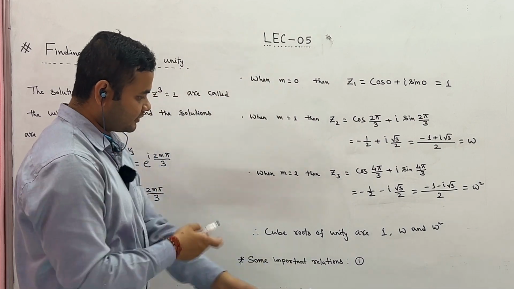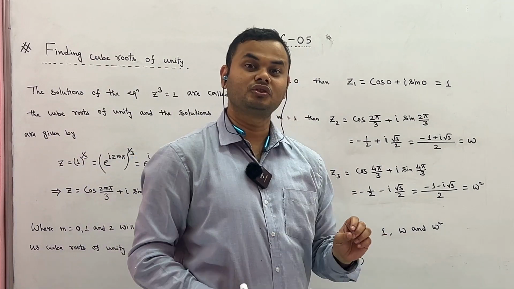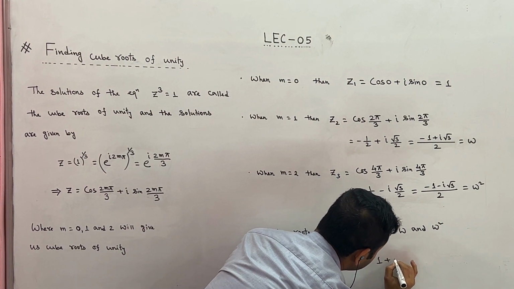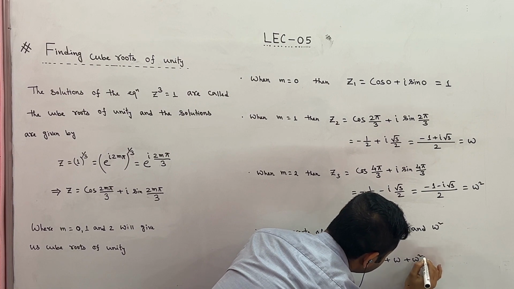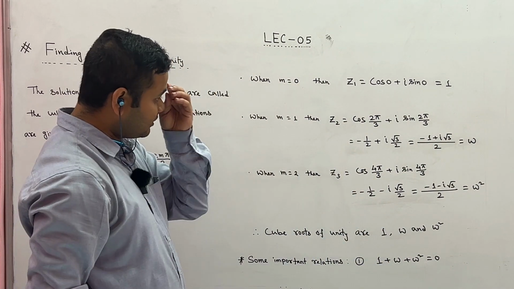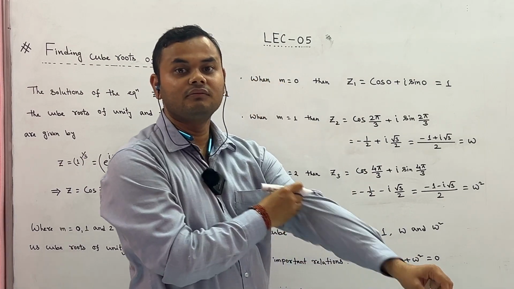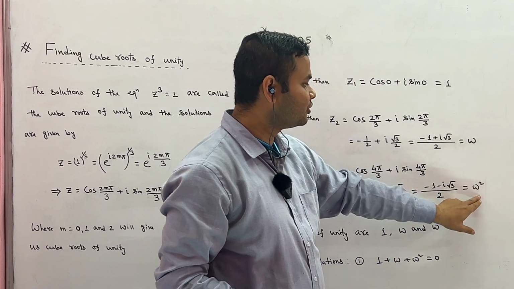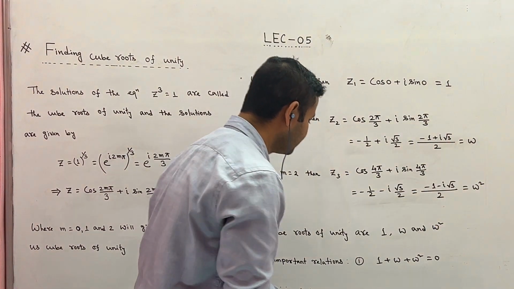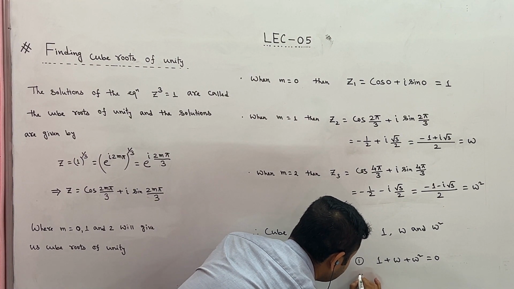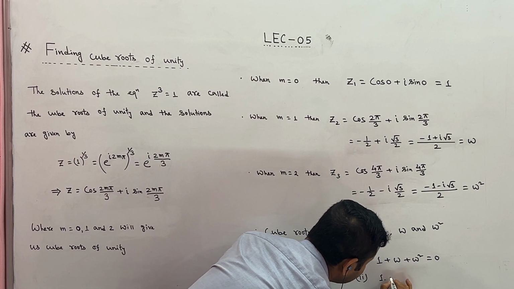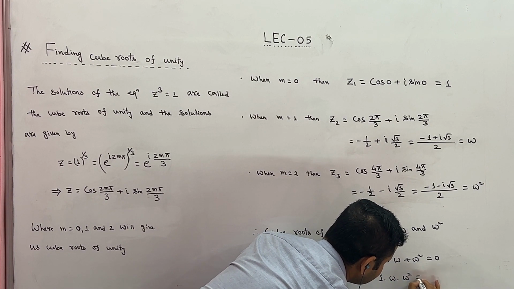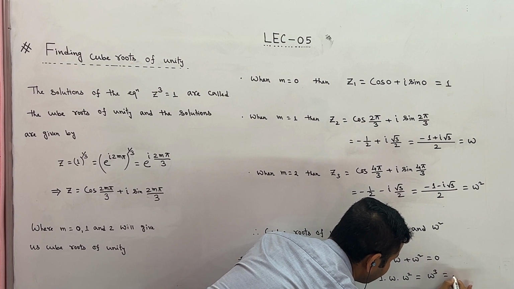Some important relations. The sum of cube roots of unity is always 0. That means 1 plus omega plus omega square is always 0. The second property is that the product of cube roots of unity is always 1. That means 1 into omega into omega square, that means omega cube is always 1.